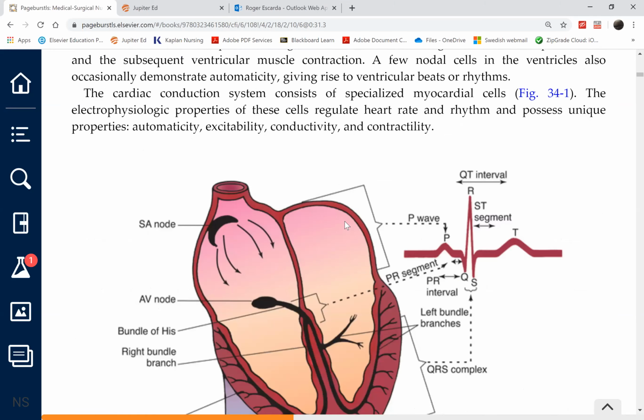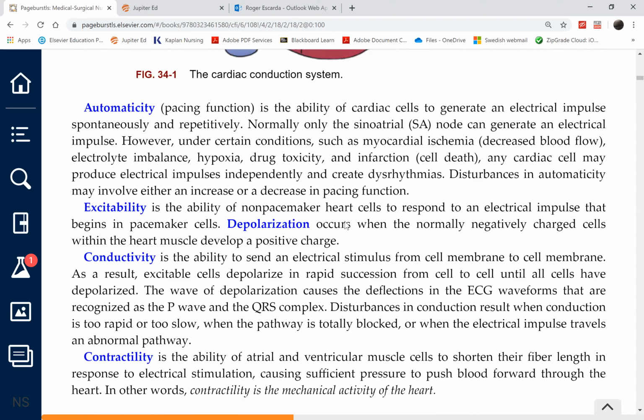Cardiac cells possess the following characteristics. They have automaticity, as defined. This is, of course, the ability of cardiac cells to generate an electrical impulse. We know about action potential, right? Action potential, meaning that the heart can generate its own signals. It does not require nerve stimulation, just like skeletal muscles do. Skeletal muscles require nerve stimulation before they can function.